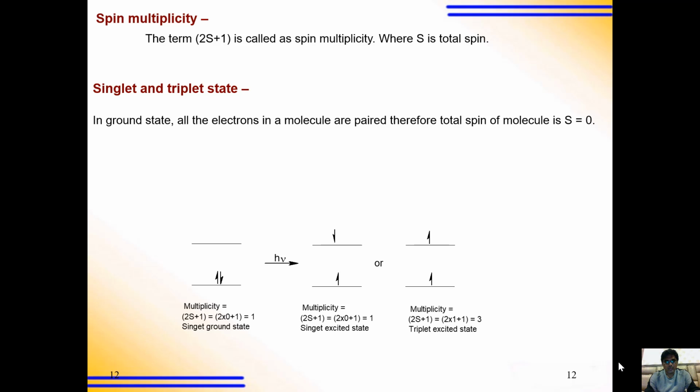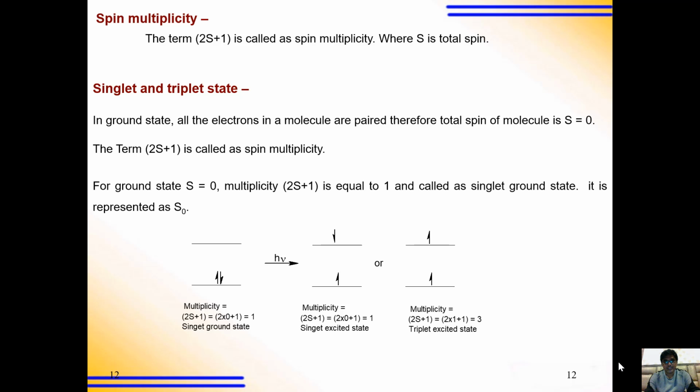So it is a singlet ground state. Now in the presence of light, one electron gets excited into a higher energy level, and the multiplicity of this is 1. So it is also called a singlet excited state. Or, if the excited electron does not change its spin, so it is aligned with the first electron present in the ground state energy level, the multiplicity of this is 3. So it is called a triplet excited state. For the ground state, S is equal to 0, so 2S plus 1 is equal to 1, called the singlet ground state, represented as S0.